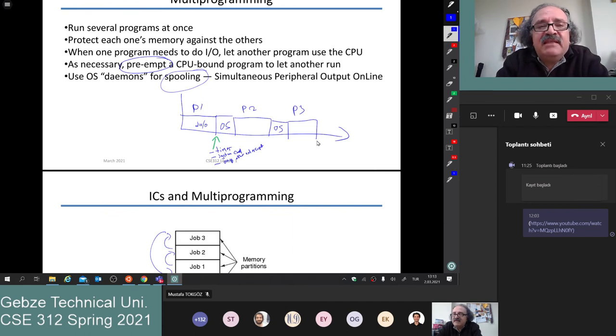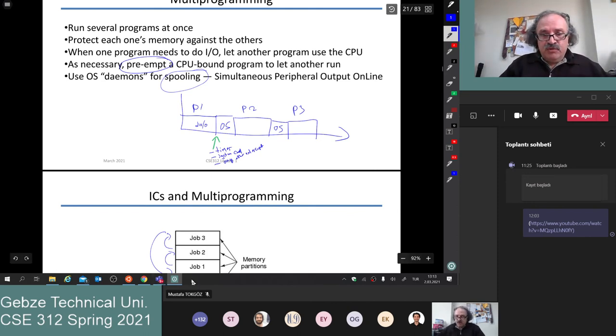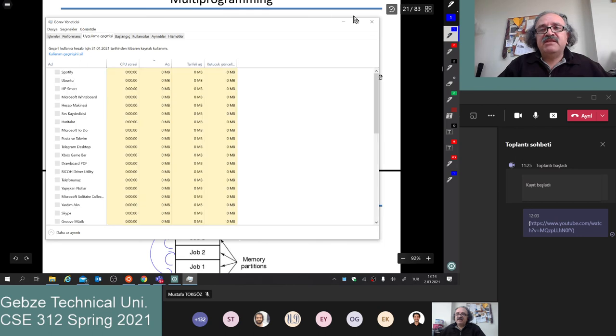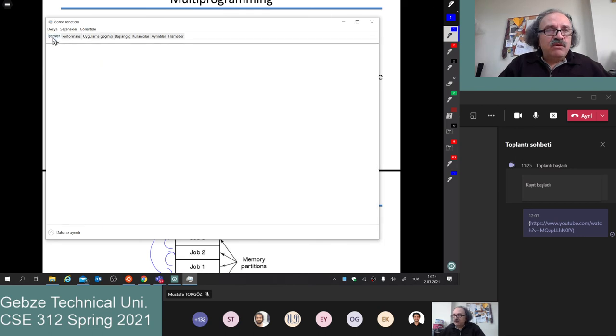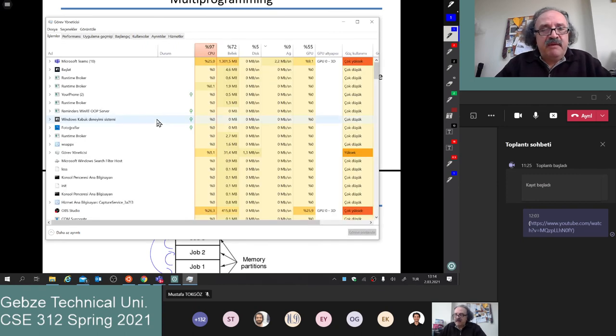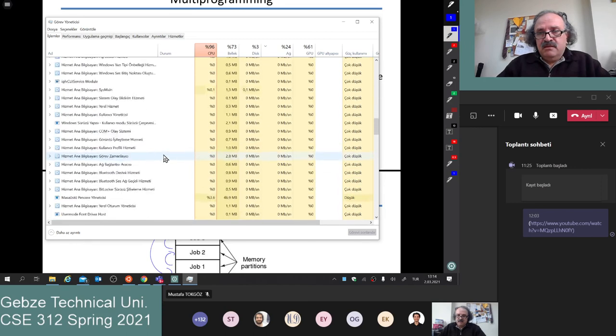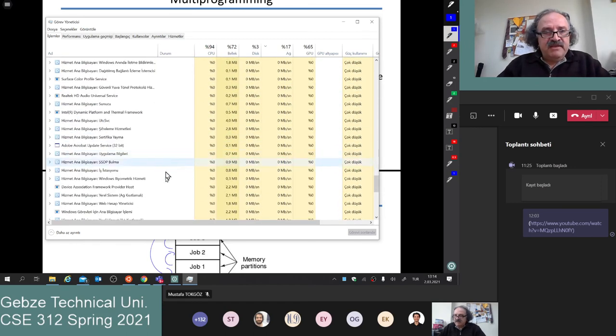So all it means is that there is a special process blocked and waiting for something to happen. Yesterday I showed you my processes, right? Let me show them again. Why do I have so many processes running on this computer? They are all waiting for something to happen. Let me go all the way down. This one says that the device association framework private host is waiting for something to happen.